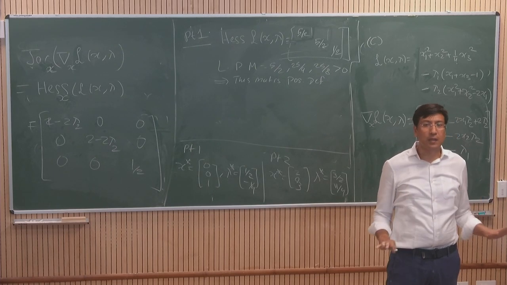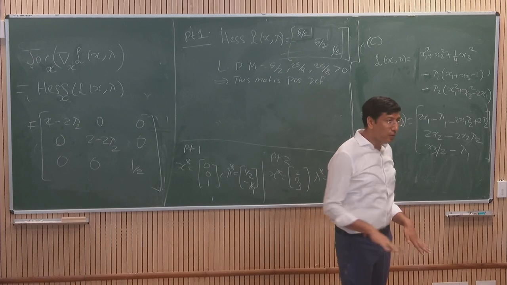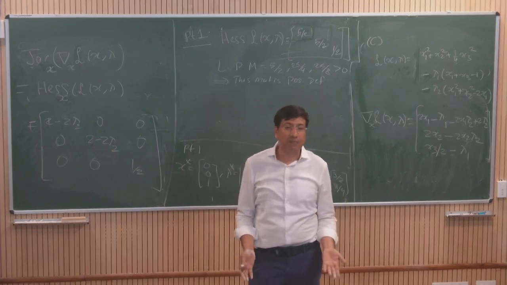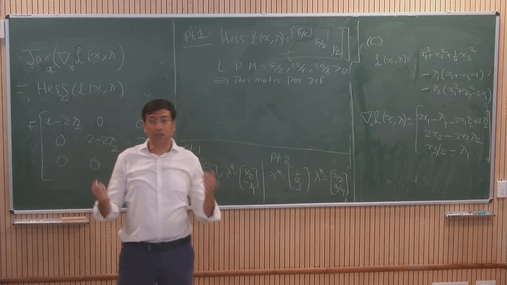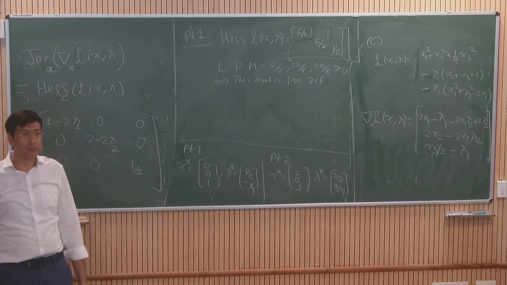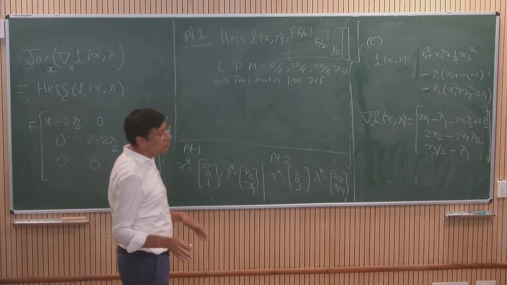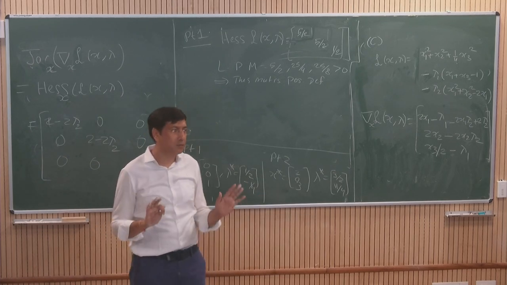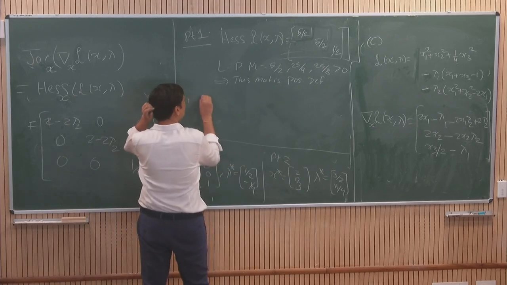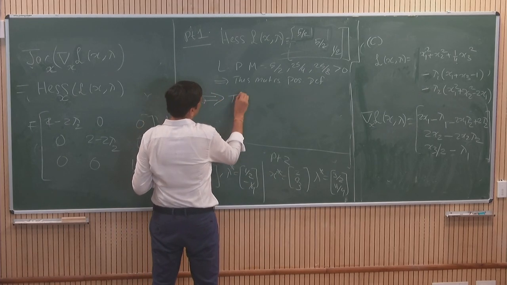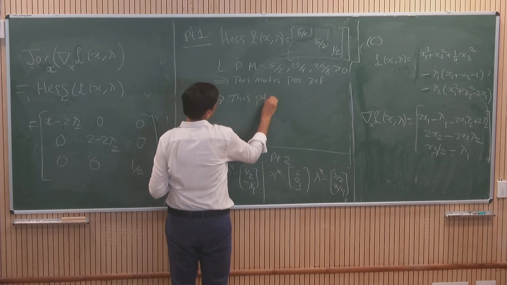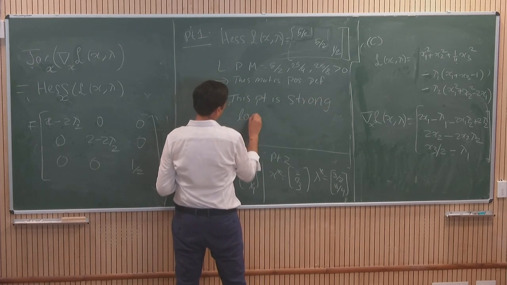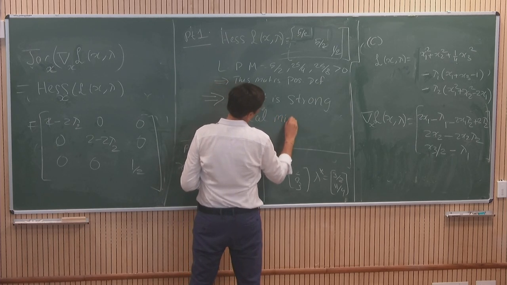So you don't even check anything, which means it is a candidate for minimizer, but it turns out to be positive definite, not just positive semi-definite. So it is a minimizer. It is a strong local minimizer. If you want to do it at home, you can prove that it's a convex problem too, and it will turn out to be a global minimizer. I'm not writing it down, but at this point, this point is a strong local minimizer.